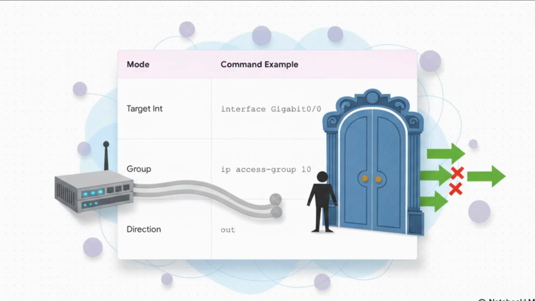Now to complete the whole process, you've got to move into an active interface. The command here is ip access-group, followed by your list number and then the direction, either in or out. So if you type something like ip access-group 10 out, you've just successfully attached your gatekeeper to the door. You're actively instructing the router to filter all outbound traffic against that access list 10 you just made.